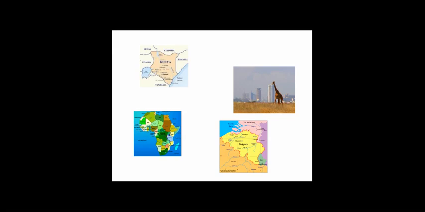Okay, so here we have four pieces of information, four objects that we want you to put in some sort of logical order. We've got Africa down here, we've got Kenya, this is Nairobi with a giraffe in the foreground, and we've got Belgium. So what might be a logical order for these objects here? Well, let's have a look.